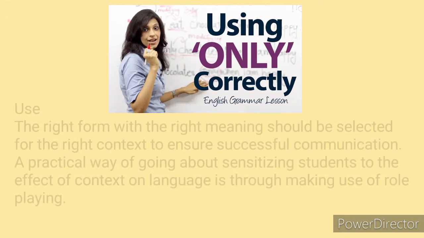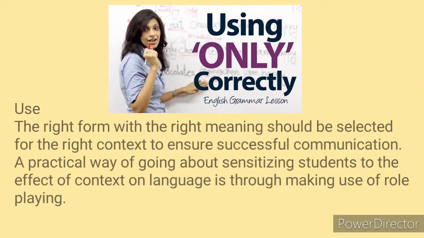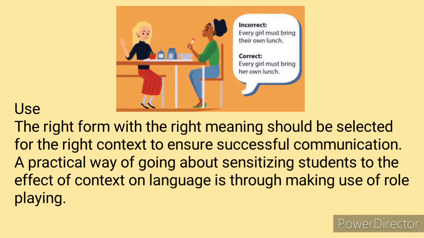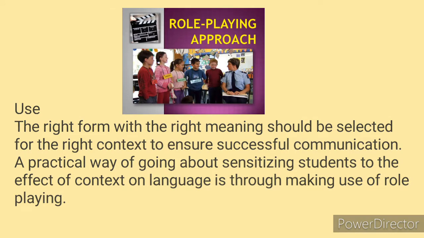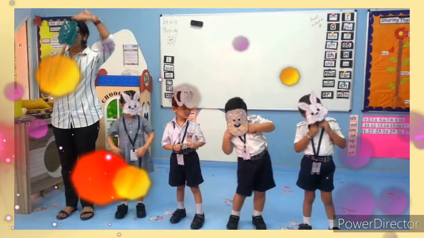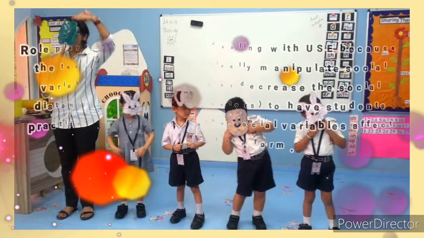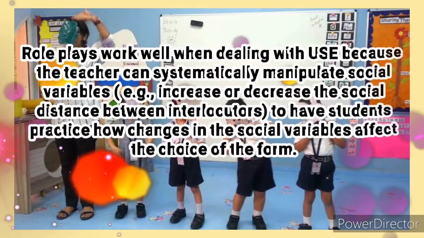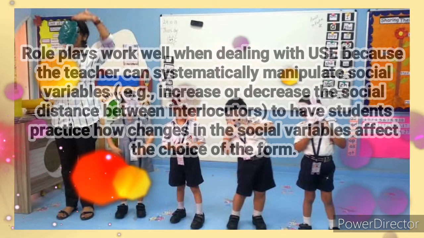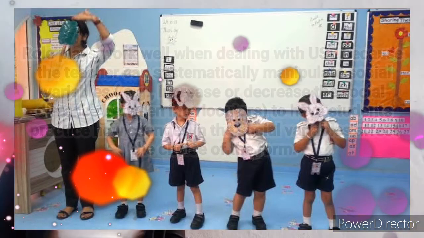The right form with the right meaning should be selected for the right context to ensure successful communication. A practical way of going about sensitizing students to the effect of context on language is through making use of role playing. Role plays work well when dealing with use because the teacher can systematically manipulate social variables, to have students practice how changes in the social variables affect the choice of the form.